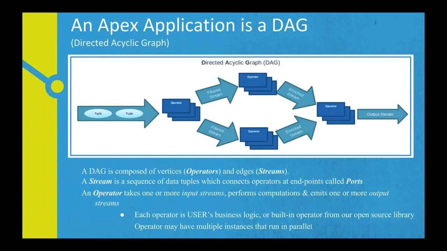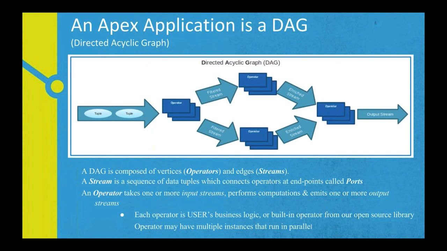An operator typically encompasses the user's business logic, or it could be an operator from Malhar, where the operator's function is to connect to Kafka as a Kafka consumer and consume messages from Kafka. That's just an example. Or your typical business logic operator could aggregate over a certain time period, enrich the data, slice and dice the data. So that could be your business logic.